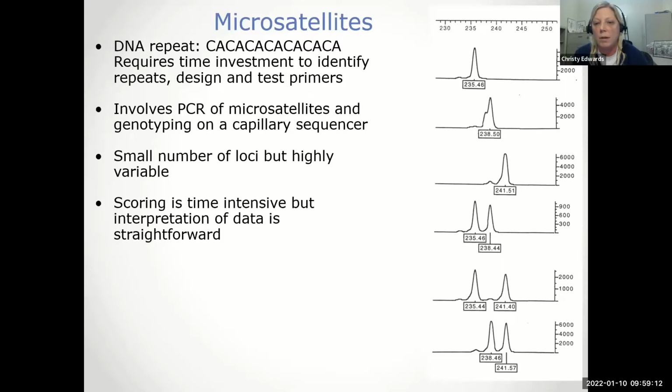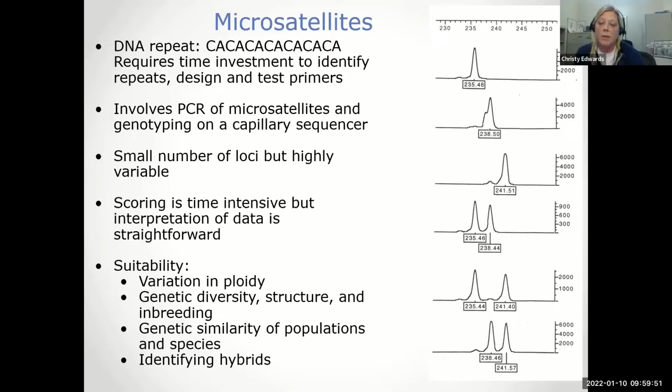So the first three on the right over there are homozygotes. And you can see there are three different alleles with the sizes 235, 238, or 241. So those are each different alleles. And then the ones at the bottom are heterozygotes. In general, with microsatellites, we use a much smaller number of loci, like 20, but they're very highly variable, so they're very informative. There's some time involved in scoring the data, but the data are very clear. So next.